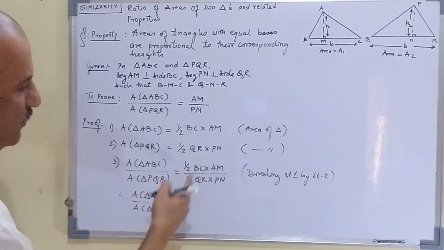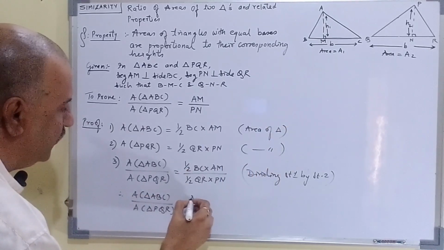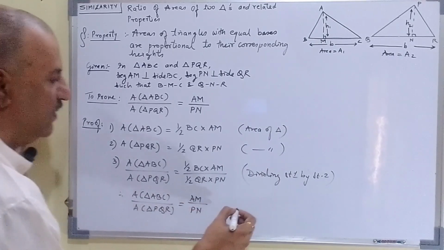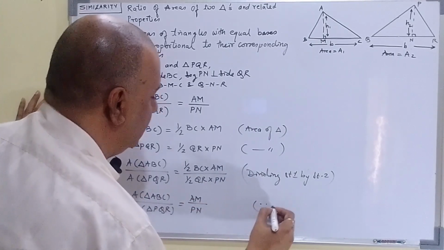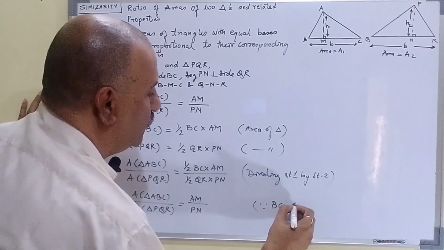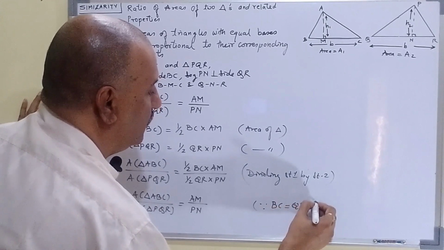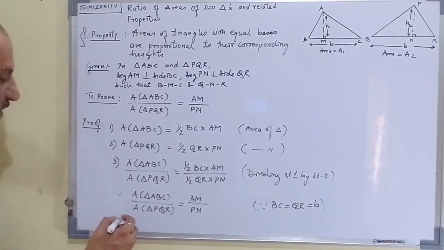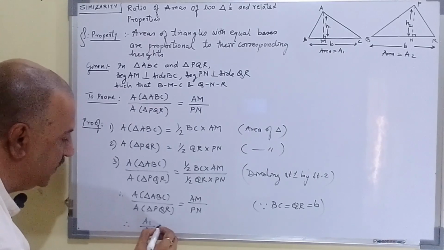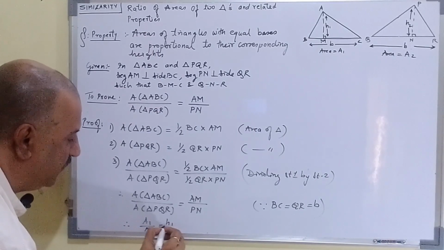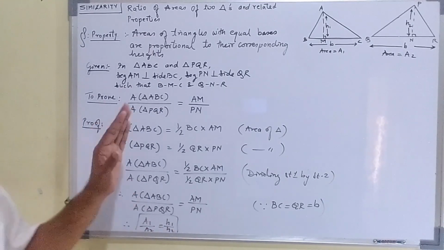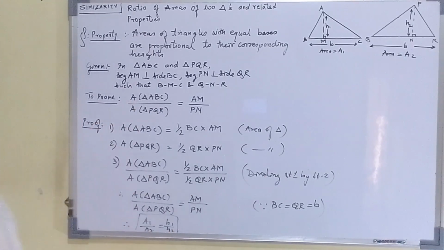Now, bases are going to get cancelled. You are going to get the ratio of the heights, AM upon PN. The reason here will be, since BC equal to QR equal to B, this gets cancelled. Therefore, we can say A1 upon A2 is H1 upon H2. So we get the third property completed.